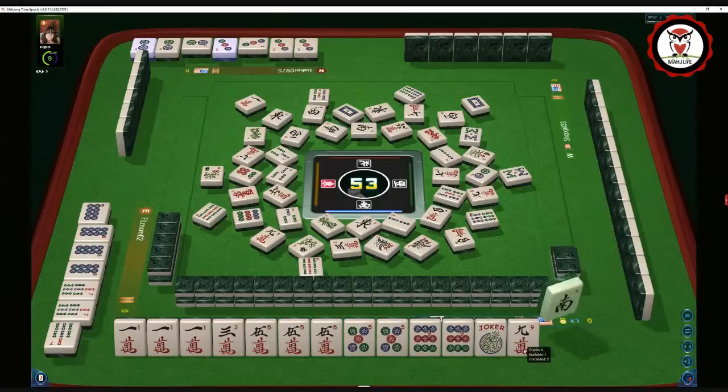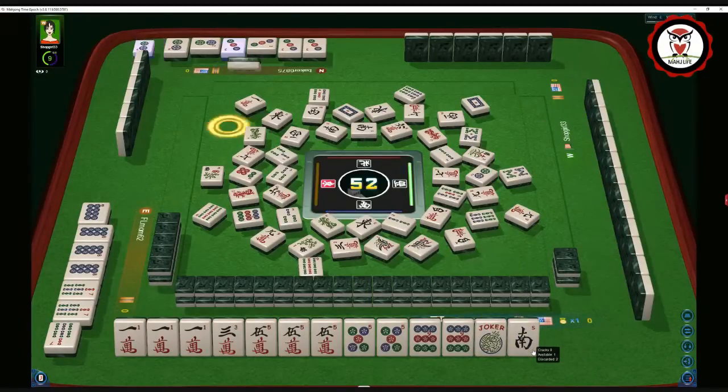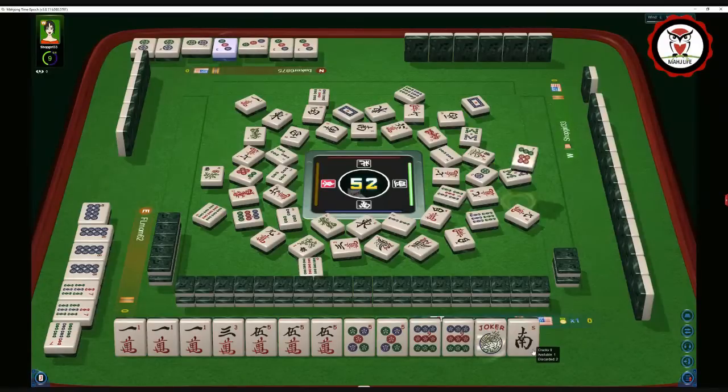Nine bamboos. But at least if we can get ready. Let's see. No one's playing winds. Nine characters. Yep. East. Yes, Ruth. I just caught that. Two dots. There's a delay. So. Seven dots. Oh, there's the seven dot. Okay, and they didn't take it.